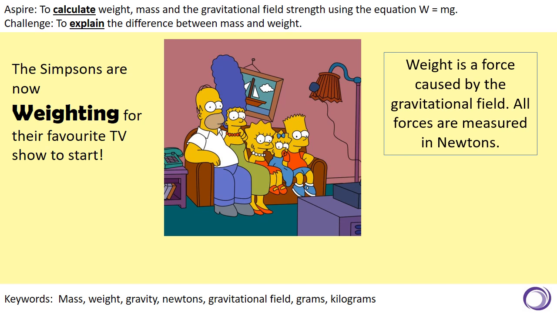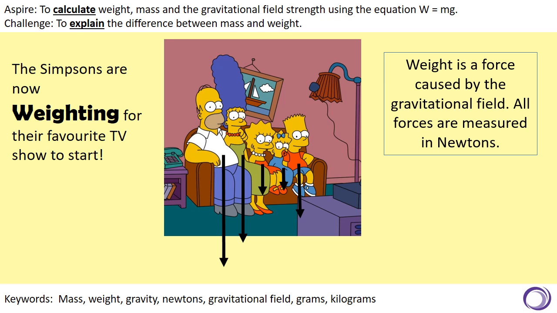Weight's different than mass. Weight is a force caused by the gravitational field. All forces are measured in newtons. So weight is newtons, but mass was kilograms. And we'd mark weight just like we do other forces. Remember, forces are vectors, so we mark them with an arrow because we need to know the direction they're working in. So we get arrows representing the weight, something like that.